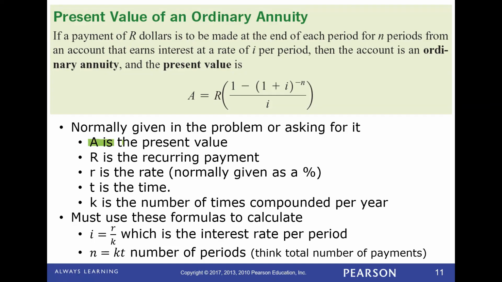So again, A is going to be present value. Notice on this formula, we have A. The other formula had S. S was for future value. A is for present. Okay. Everything else is going to be exactly the same as what we had previously.